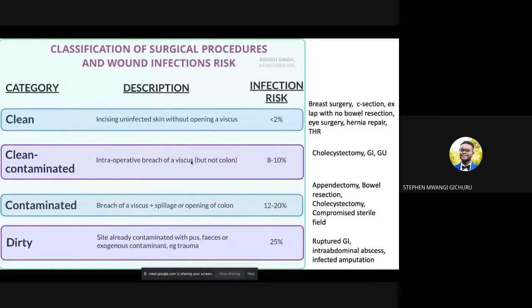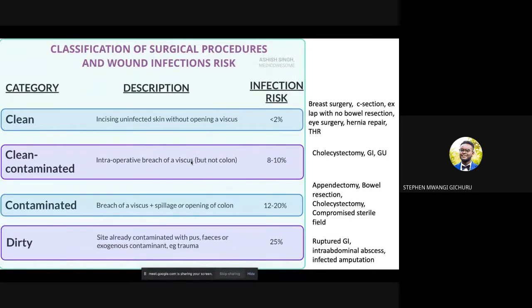So I've put for you all those organs, the GIT, GUT, cholecystectomy. When you're doing a cholecystectomy, one of the reasons you're doing it is because it's inflamed, and we're saying here it's acute inflammation. But you could be doing a cholecystectomy when it's a chronic inflammation, so keep that in mind. When you're talking about clean contaminated, you're saying it's not acute inflammation.